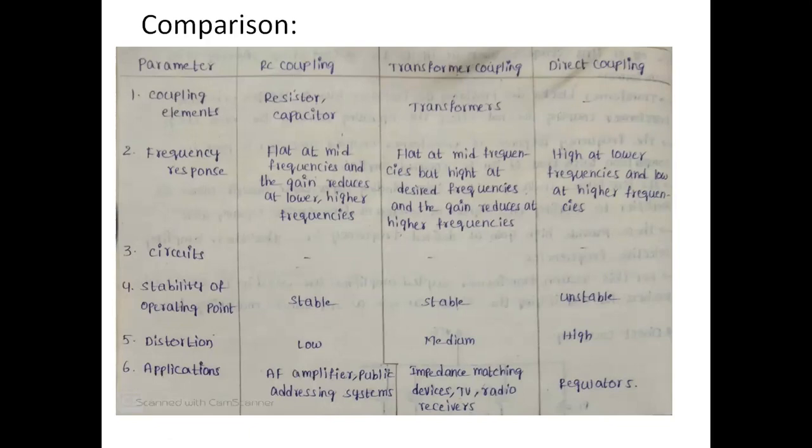That means the operating point is shifted. Why is the operating point shifted? There is no DC blockage element, so we are connecting the stages directly, and the DC current which appears in the first stage passes to the next stage, and that will change the operating point of the second stage as well as the third stage and the fourth stage. Because of the DC current which appears stage by stage, that current will shift the operating point. So the operating point is not stable in direct coupling.